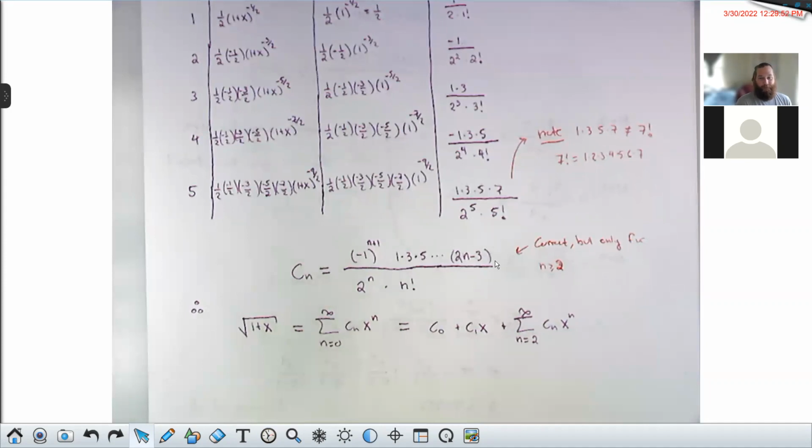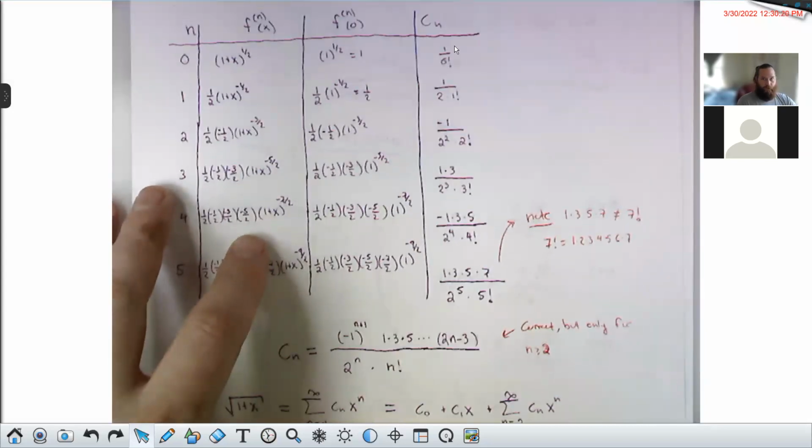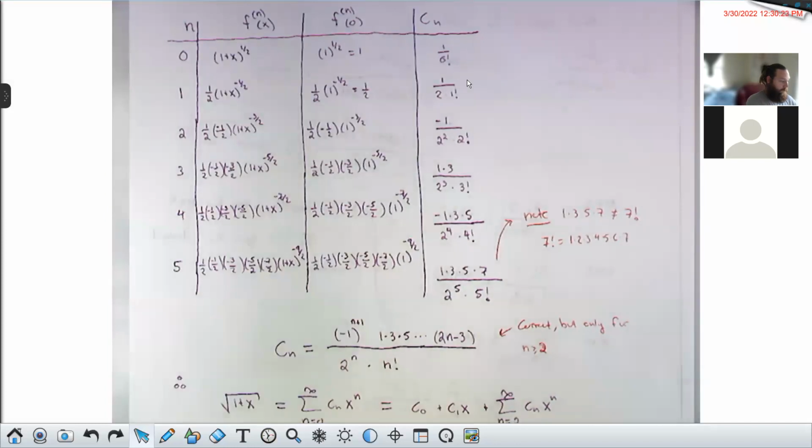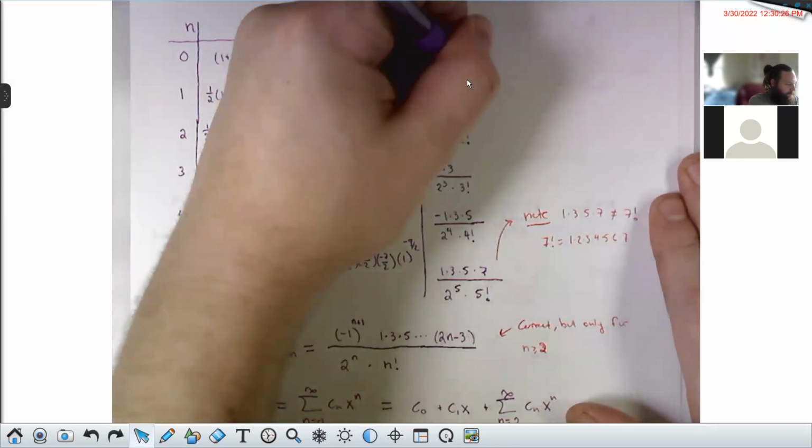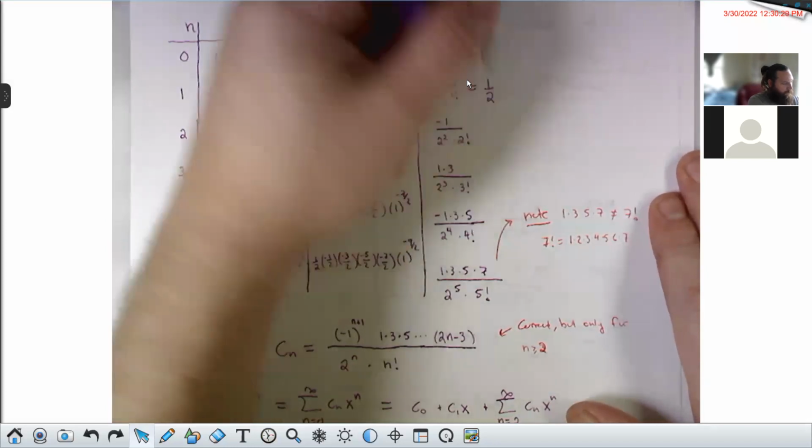All right, almost there. So this formula for the Cns, which we found, is good and correct as long as n is bigger than or equal to 2. So we take our power series, and we just need to pull out the n equals 0 and n equals 1 term. This is the n equals 0 term. This is the n equals 1 term. And what's left is the sum from 2 to infinity. So in this expression, I can plug in my Cn formula, and C0 and C1 I've already calculated. They're 1 over 0 factorial, which is 1, and 1 over 2 times 1 factorial, which is 1/2.